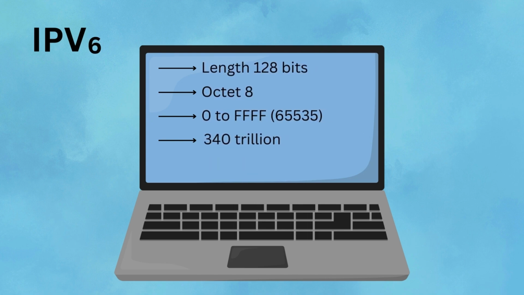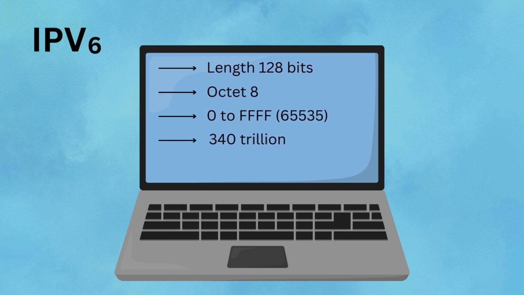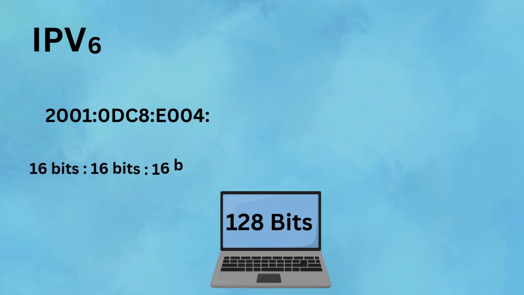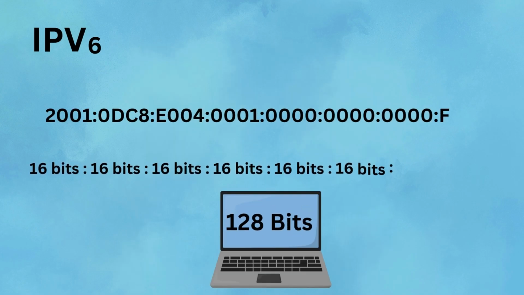IPv6 addresses are 128 bits long, consisting of 8 groups, each 16 bits. 16 bits times 8 groups equals 128 bits. The range for each group is from 0 to FFFF, which corresponds to 0 to 65,535. This allows for the generation of approximately 340 trillion unique IP addresses. An IPv6 address consists of 8 groups, separated by colons, and is made up of hexadecimal digits and numbers.